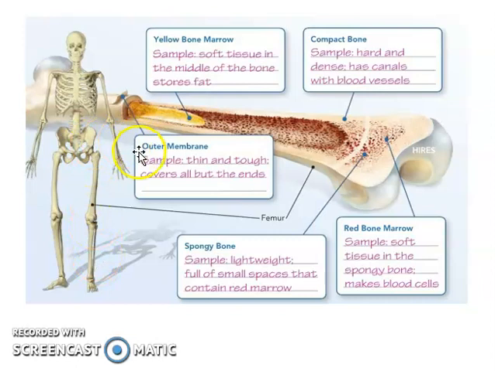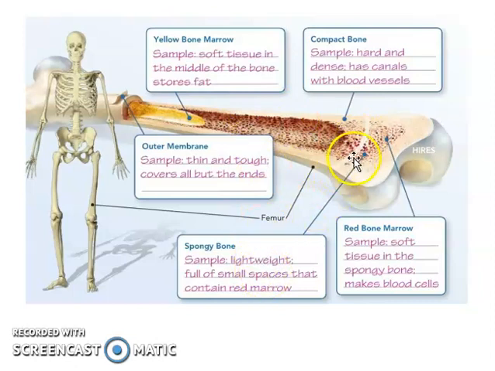If you try to open your bone, or if you have a bone fracture, or if your bone is broken, if you try to look at the part inside, these are the major parts. Compact bone is the hardest part of our bone. It's hard and dense, and it has canals with blood vessels. And then the next part is the spongy bone.